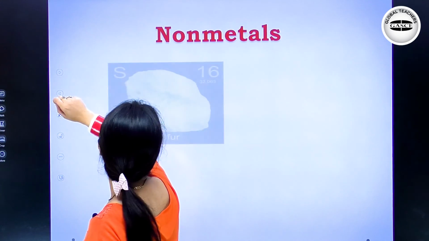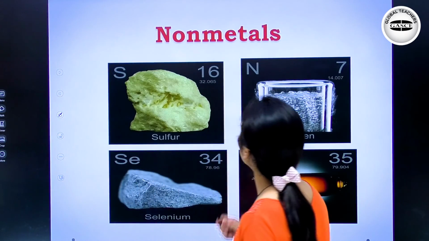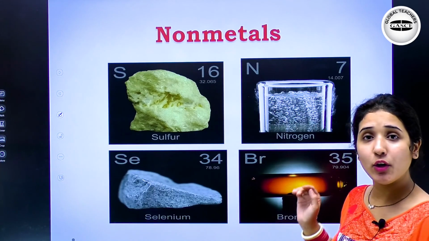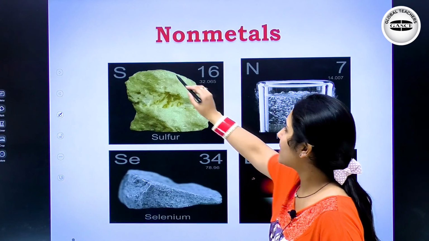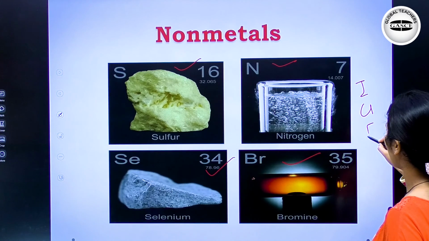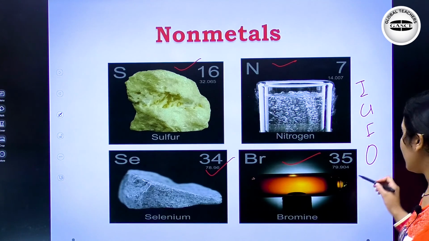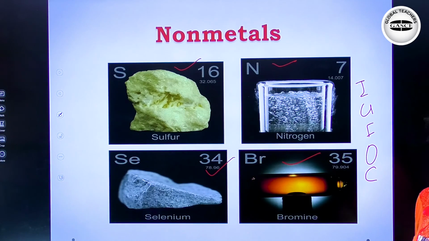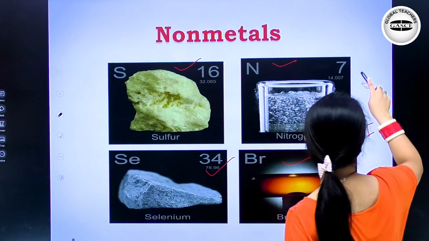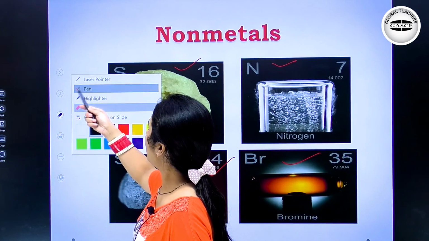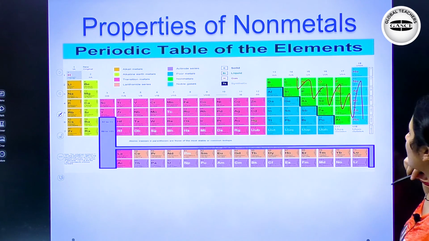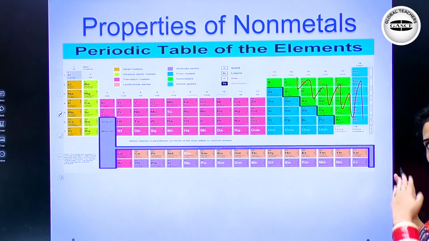Let's move next. Now we'll be discussing certain properties of non-metals. Non-metals, as I told you, are present on the rightmost side of the periodic table. Some examples are sulfur, nitrogen, selenium, bromine, iodine, chlorine, fluorine, oxygen, and carbon. They all are non-metals. Let's discuss the specific properties. So this is the placement of all the non-metals. We have discussed it. They are present on the rightmost side of the periodic table.